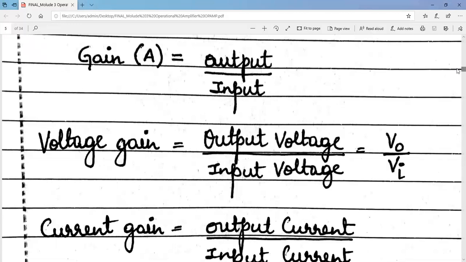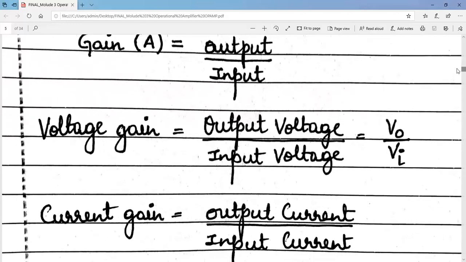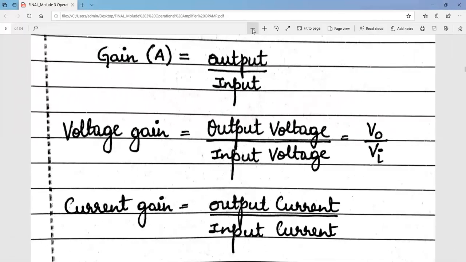Now, before we go into even more details, let us just see what gain is. Gain, indicated with the letter A, is output by input. Whatever it is, gain is nothing but output by input. So voltage gain is output voltage by input voltage, that is V out by V in, or VO by VI. And current gain is output current by input current.